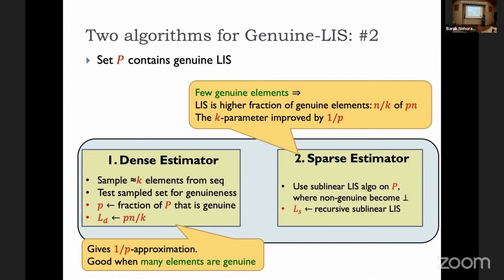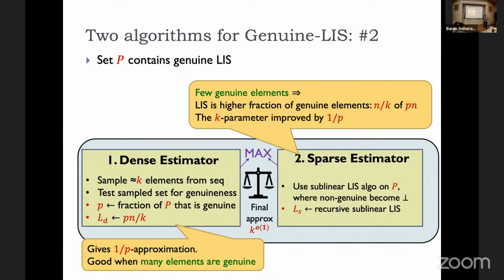So in particular, the LIS is a higher fraction among the genuine elements. It is n by p out of this p by n. So our key parameter, the LIS of length n by p, improves by this factor 1 over p, and the smaller p is, the bigger the progress. Then you basically take the maximum between these two estimators. You do a very careful analysis of the parameters. So this is the high-level description of the algorithm.